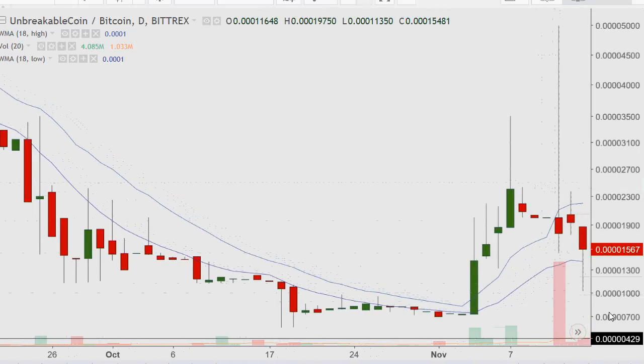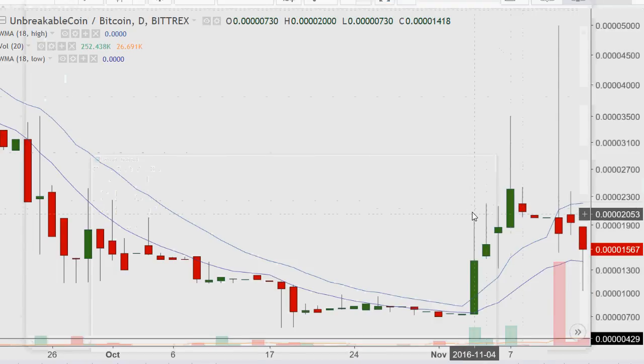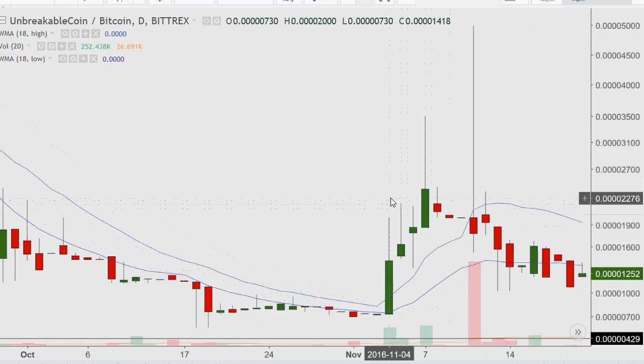Here's a spot where I will, because the price went below the 18 average. It's down to 1567, which is still cheaper than my last sell by a decent amount. So I'll buy at 1567. Continue on, and again, I don't want to sell until it goes above this 18.